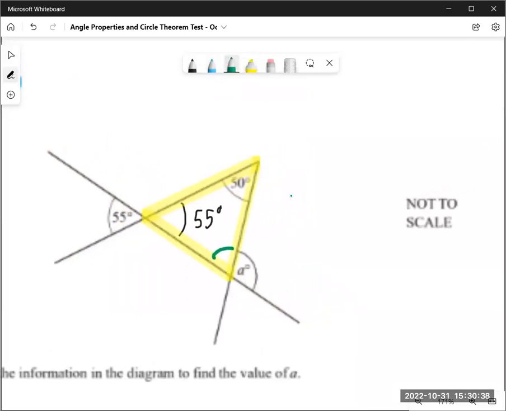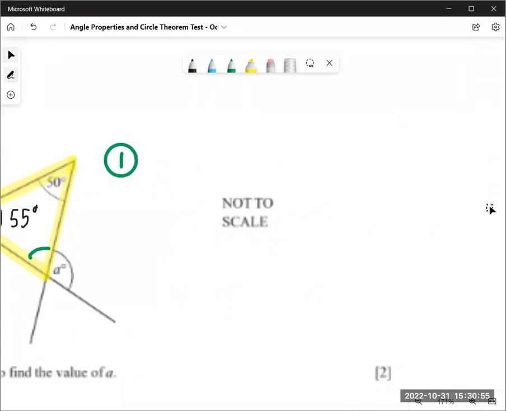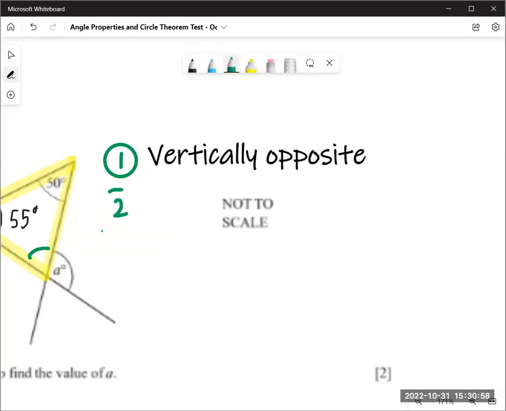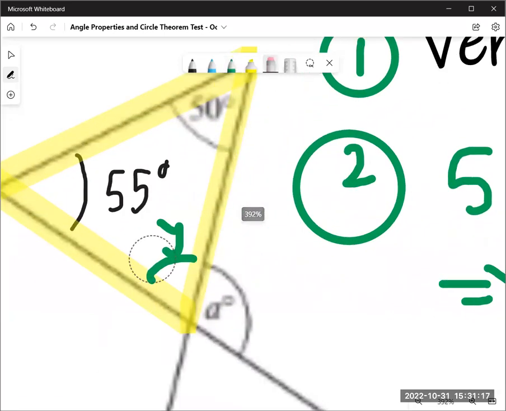How do I find that? The first step was vertically opposite. The second step was to find this in the triangle. So 55 plus 50 plus y is equal to 180. So what is this angle y right here? Tell me. 75. So this angle right here is 75 degrees.